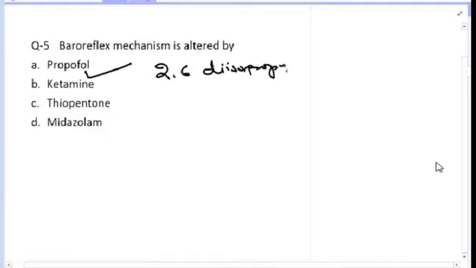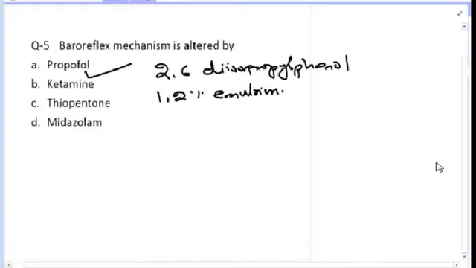2,6-diisopropylphenol. This is the chemical name of propofol. Sometimes they ask you what is 2,6-diisopropylphenol. It is propofol. It comes as 1 and 2% emulsion.